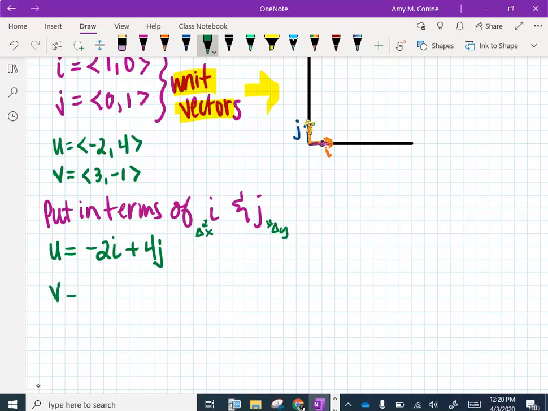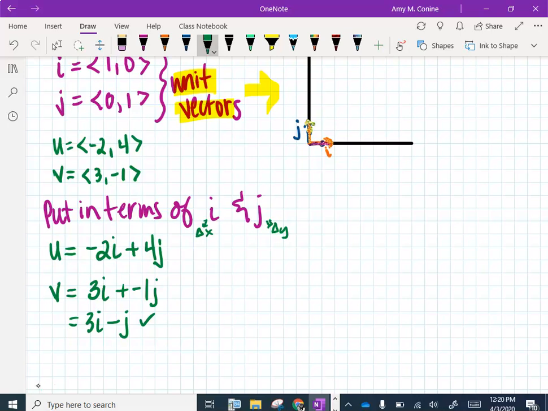So I'm going to do the same thing with v. I'm going to put v in terms of i and j, which means I'm going to take my change in x's, which is 3, multiply it by my i, then take my change in y's and multiply it by j. So this one I can actually rewrite as just subtraction without the 1. You can leave the 1 in there if you want. Either one I think is perfectly fine. This one is obviously more simplified, but that's all you're doing for your unit vector.